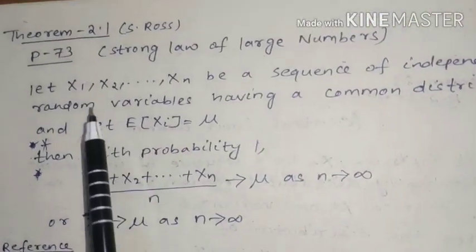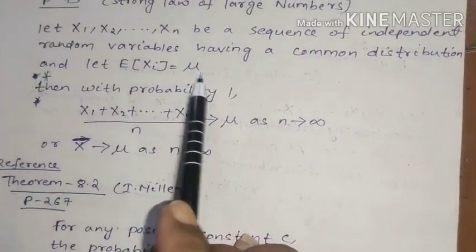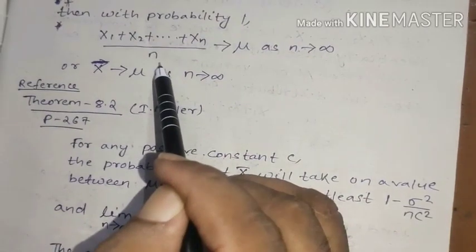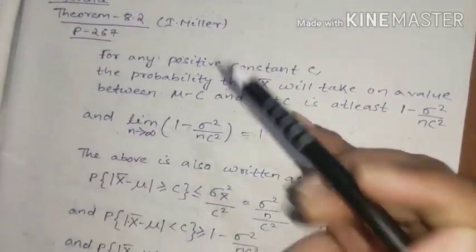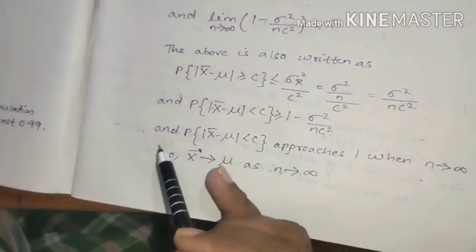Strong law of large numbers: x1, x2 are a sequence of independent random variables, E of xi is equal to mu, with probability 1. So x1 plus x2 plus up to xn, divided by n, tends to mu as n tends to infinity. And the limit as n tends to infinity of 1 minus sigma square by n epsilon square equals 1.